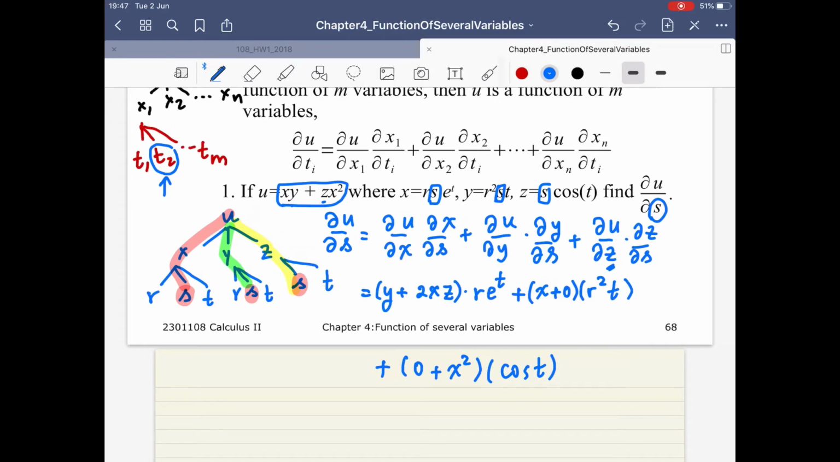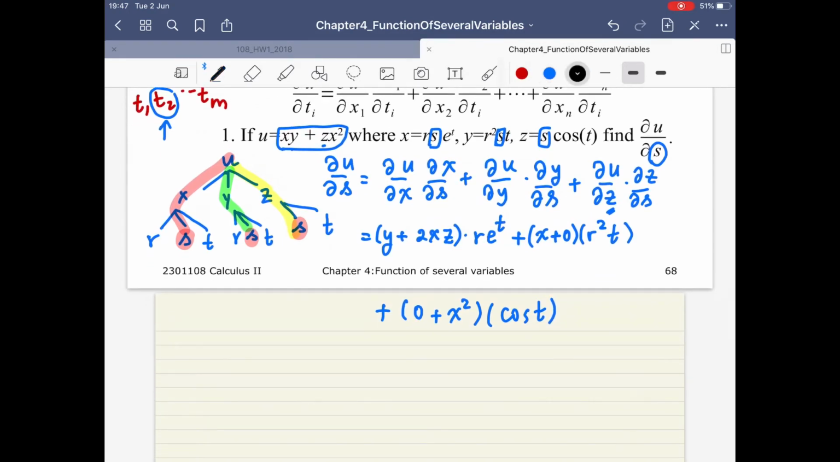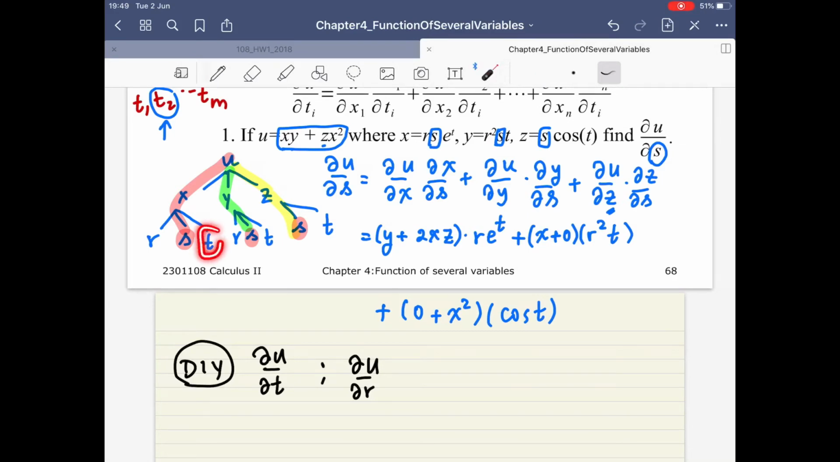Okay, and you just leave it like that. That can be your final answer. Okay, and then we'll need you to do a DIY on the du by dt or du by dr. For du by dt, you need to see that, hey, you get three contributions again. However, for du by dr, it will remain only two contributions. So make sure that you can do these two problems.